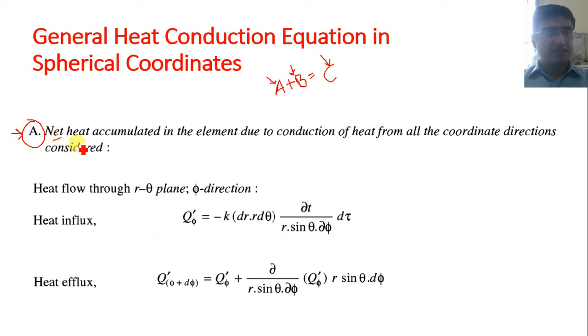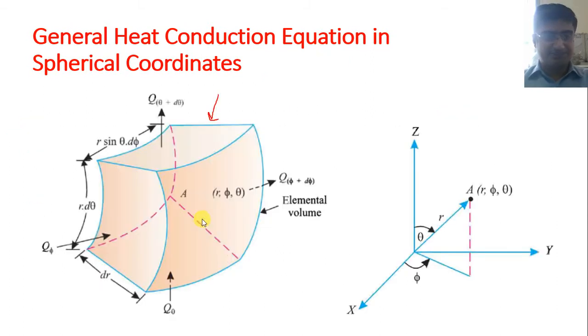This is the net heat accumulated in the element due to the conduction of heat from all the coordinate directions, like r, theta and phi. First we will deal with the heat flow through the r theta plane, or you can say in the phi direction. Here is the phi direction.